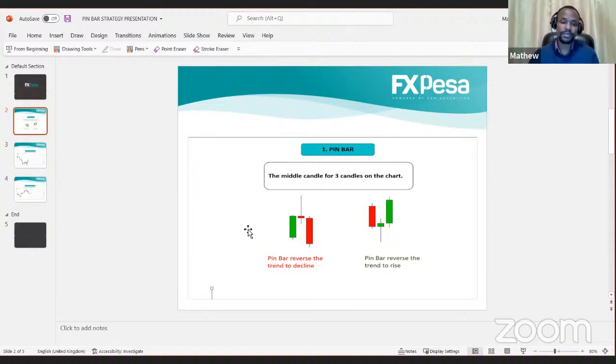Can I also mention that you can use these pin bars with other market structures. For example, there are other reversal patterns like double tops, double bottoms, head and shoulders. If you have pin bars occurring at the two tops of a double top, then it helps build a strong case.